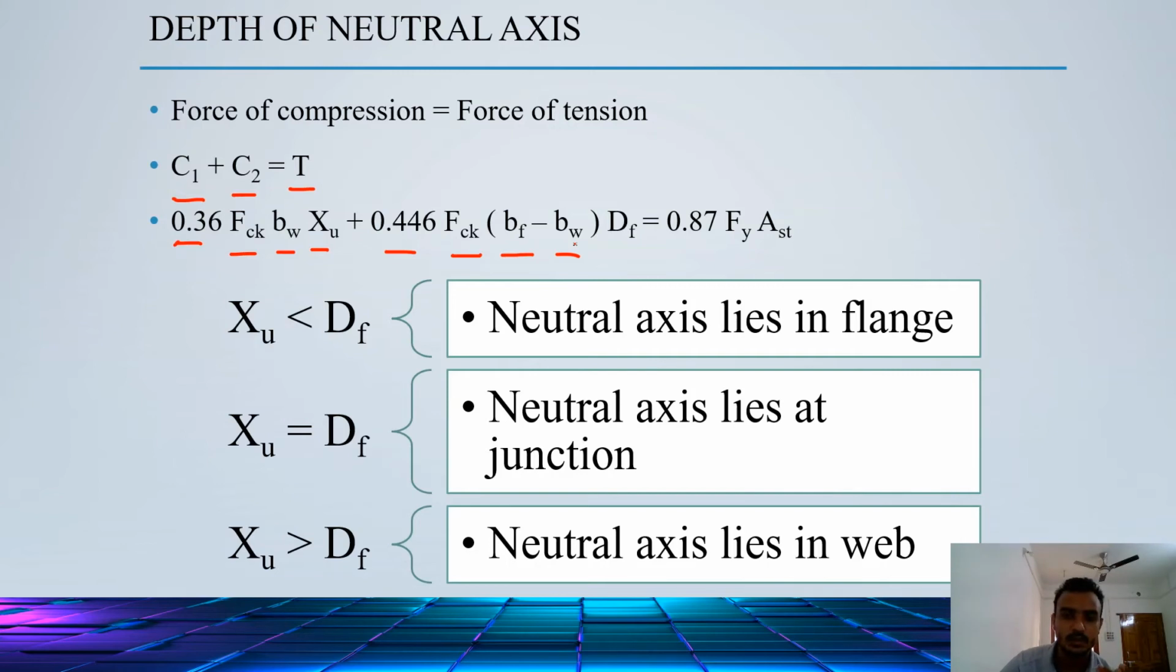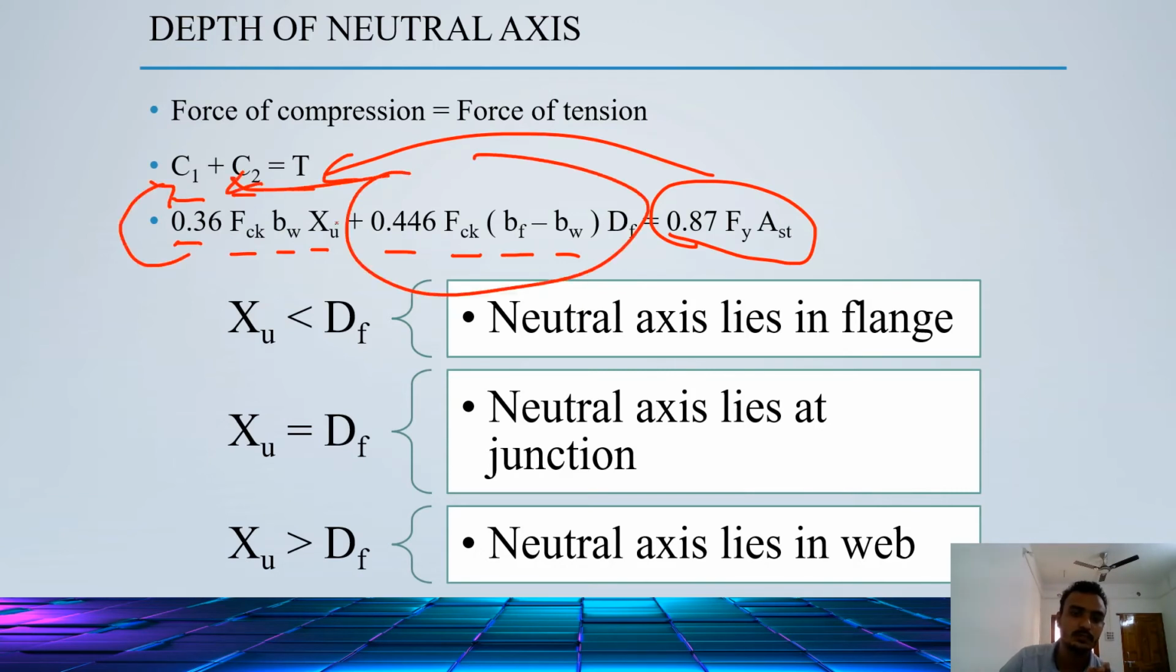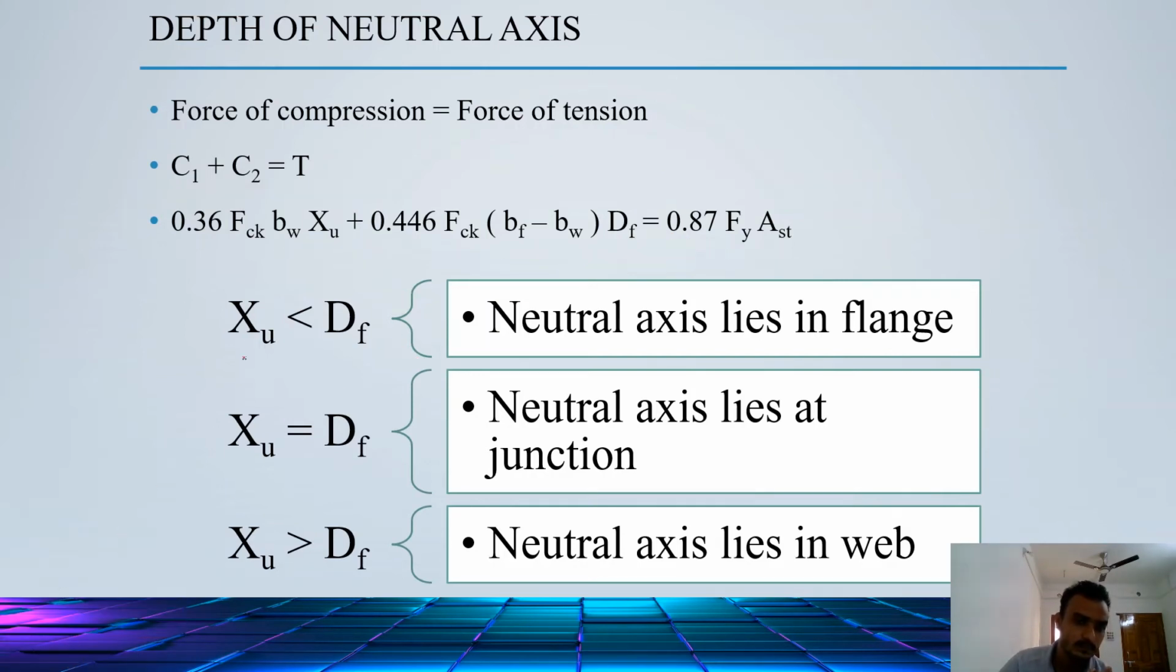BF minus BW into capital DF is equal to 0.87 fy A_st is T. This is C1. This is C2. Remember this equation? And here are the three conditions we have.